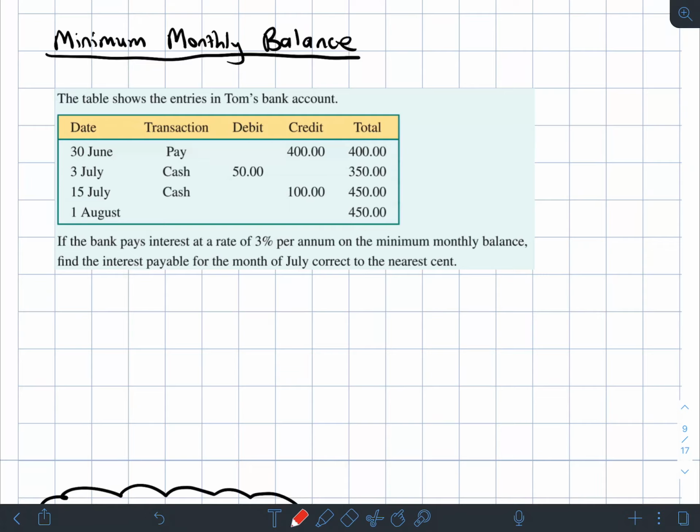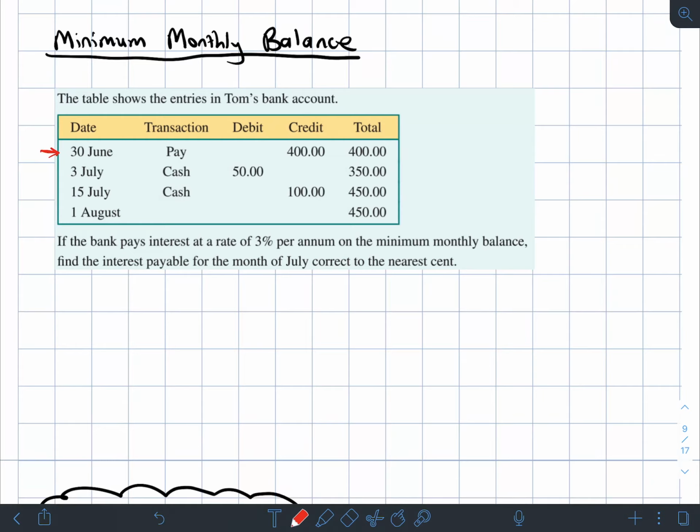But when they calculate the interest, they don't calculate the interest on the balance at the end of the month. Instead, they actually calculate it on the minimum monthly balance. So let's have a look at this table here, which shows the entries of a guy named Tom, his bank account. So at the start of June 30 here.